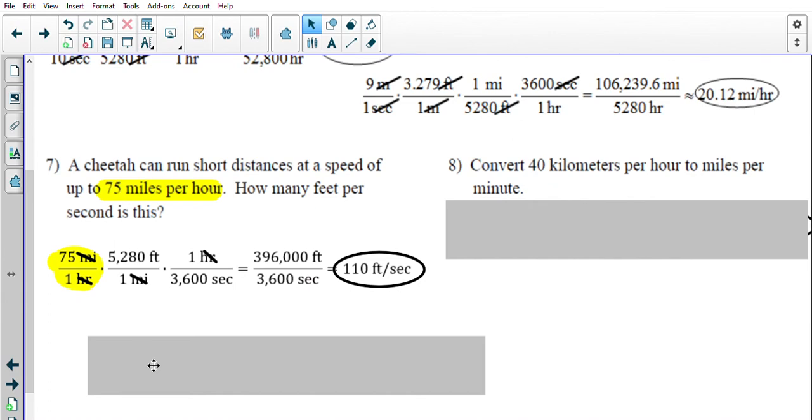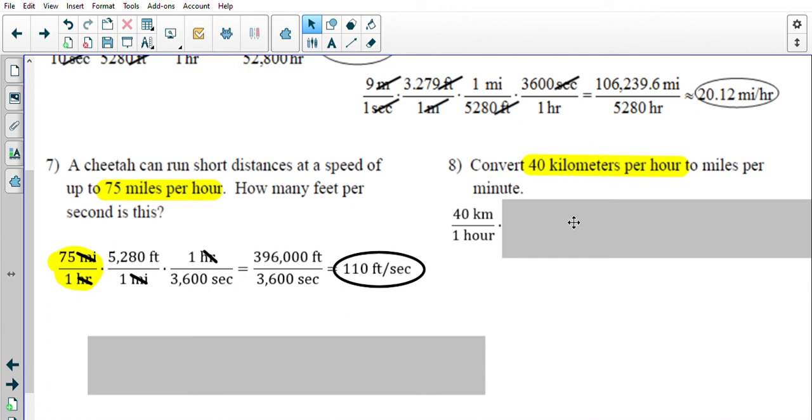All right, let's take a look at number 8. So this one does involve converting between metric and customary, so kilometers per hour to miles per minute. So start with what's given to us, which is 40 kilometers per hour. Excuse me. So you've got 40 kilometers in 1 hour.